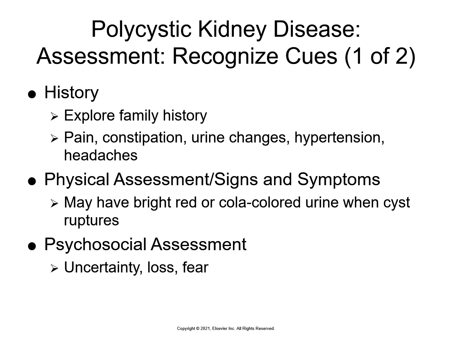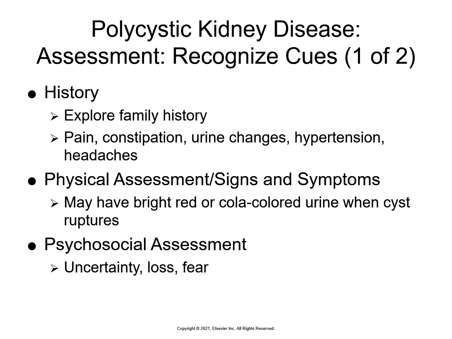You also want to know what kind of pain they've been having, if they've been constipated, any urine changes, hypertension, and headaches, because hypertension, of course, can cause headaches. In your physical assessment, signs and symptoms, you may see that they have bright red or colored urine when a cyst ruptures, and that will cause pain, can cause infection. So these people are facing some pretty severe psychosocial problems.